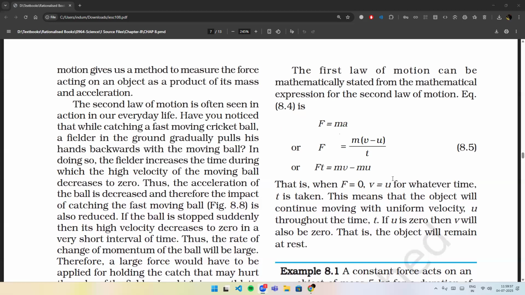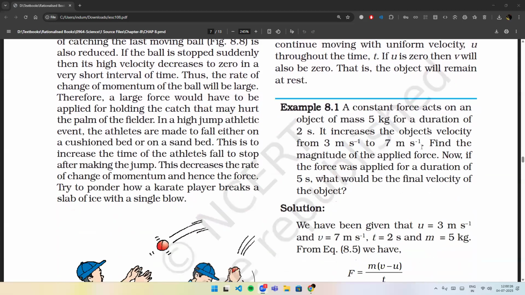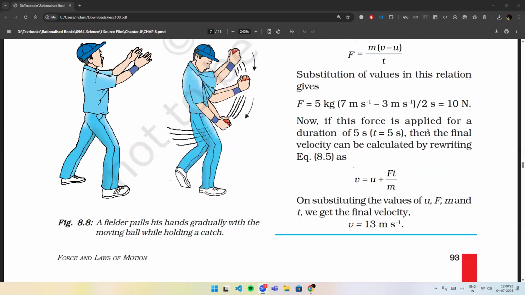The first law of motion can be mathematically stated from the mathematical expression for the second law of motion. F is equal to ma, F is equal to m into v minus u by t, and F into t is equal to mv minus mu. That is, when F is 0, v is equal to u for whatever time t is taken. This means that the object will continue moving with uniform velocity u throughout the time t. If u is 0, then v will also be 0. That is, the object will remain at rest.